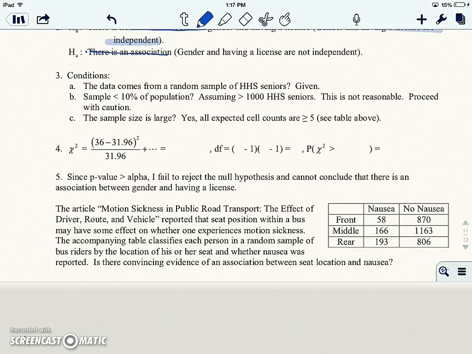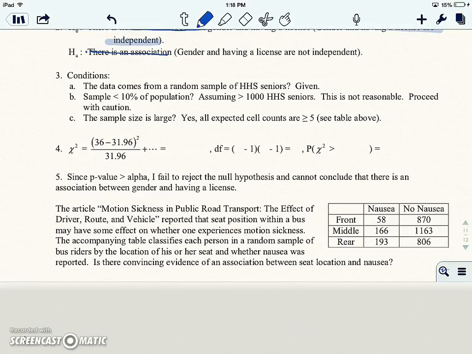Okay, and so we're going to check our conditions. The data comes from a random sample of Hillcrest High School students. Is the sample less than 10% of the population? Yes, assuming there are more than 1,000 Hillcrest High School seniors. Okay, and this is not reasonable, but we'll proceed with caution. Then, is the sample size large enough? Yes, all the expected counts were greater than or equal to 5.